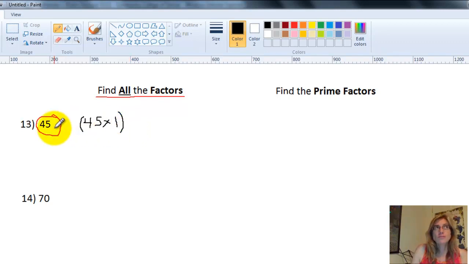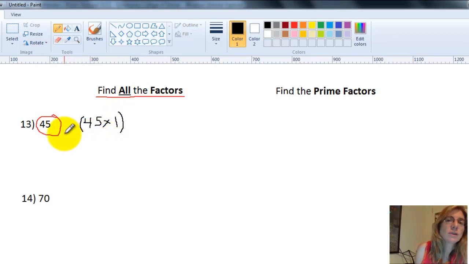Does 2 go into 45? Will there be a number where you can say 2 times some number equals 45? Well, you can't say that, because 45 is not an even number, so 2 does not go into it evenly. You would have to move into fractions or decimals to get a 2 times something equals 45. But we're not talking about fractions or decimals. We're only looking at whole numbers. So 2 is not a factor of 45.